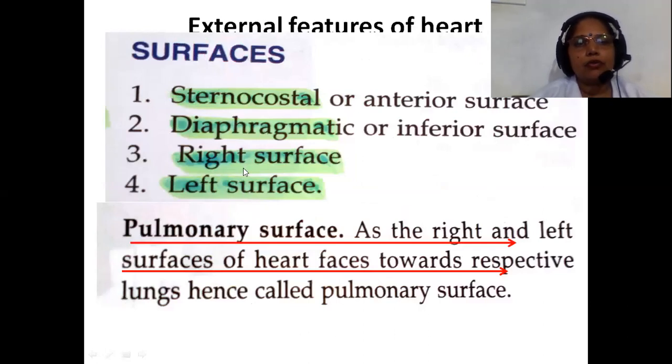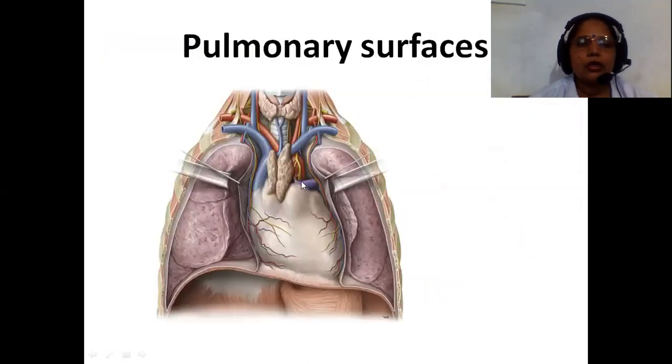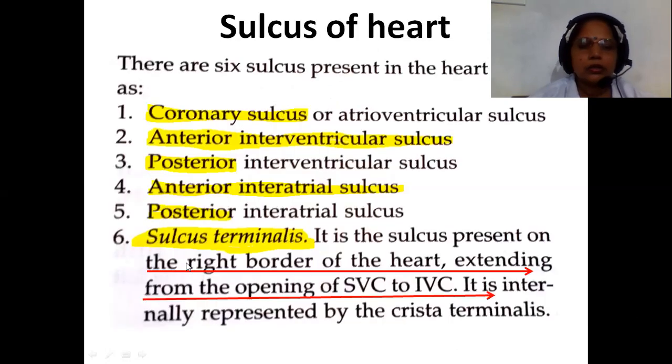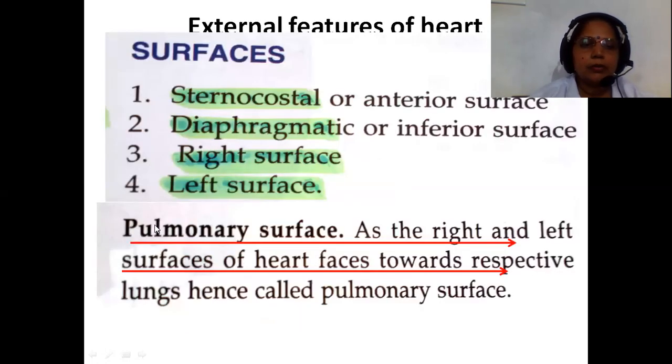Surfaces: it has four surfaces. Sternocostal surface or anterior surface, which is present in the anterior portion of the heart. Diaphragmatic surface or inferior surface, right surface and left surface. देखो, this is the right surface, left surface, diaphragmatic surface, and this is the anterior or sternocostal surface. One more surface is the pulmonary surface. What is that? The right and left surface of the heart faces towards the respective lungs. It is called the pulmonary surface.